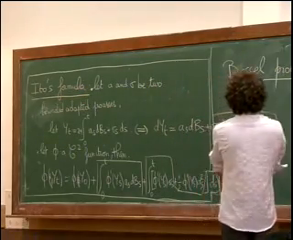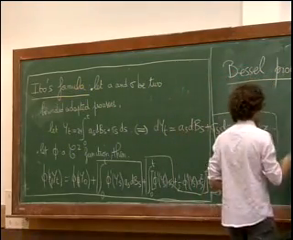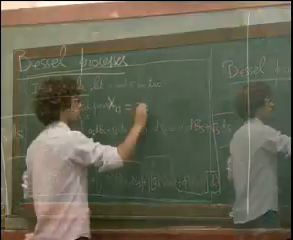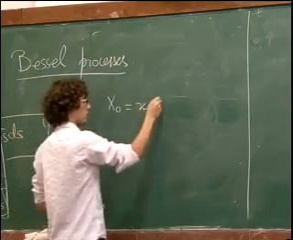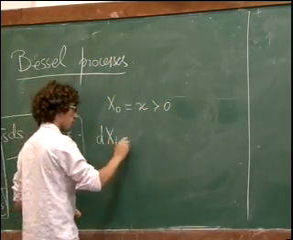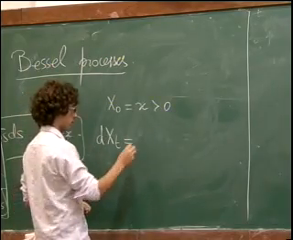Okay. So the Bessel process is a process such that X_0 equals x, say, a real positive number, and such that, and you will see it becomes more complicated.